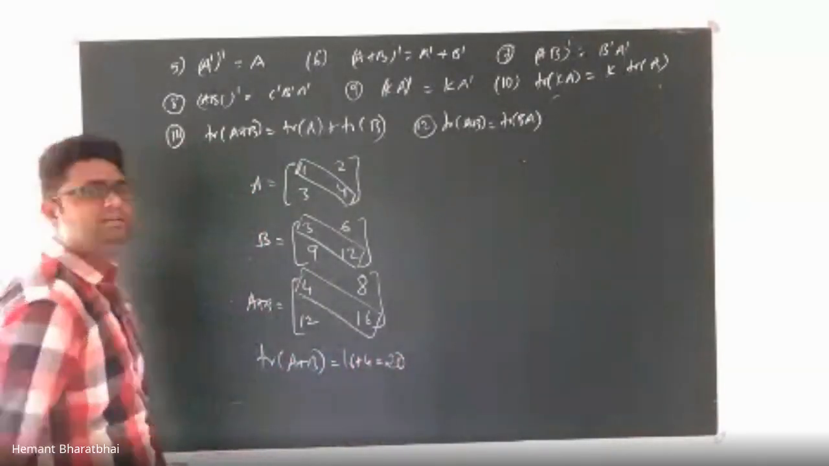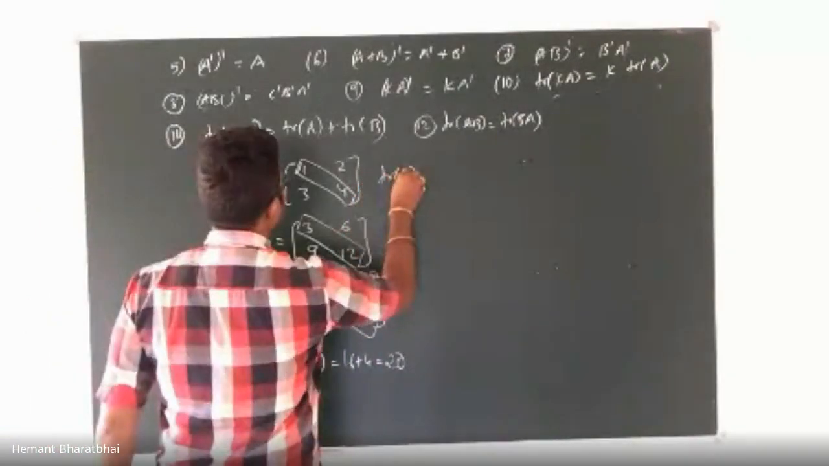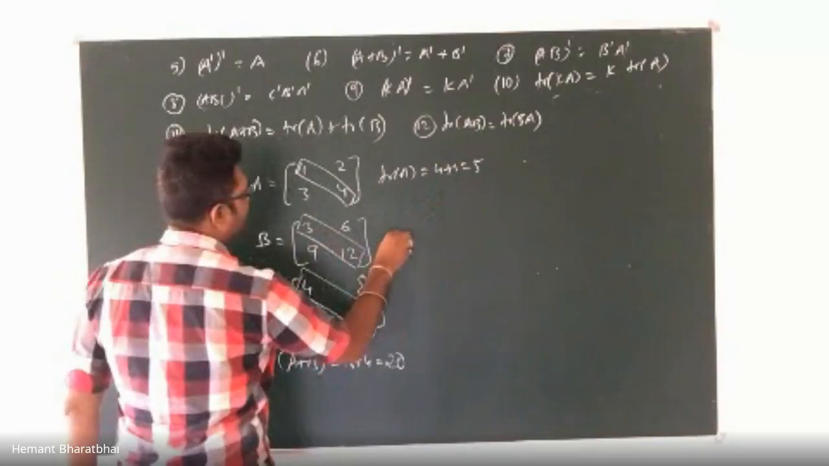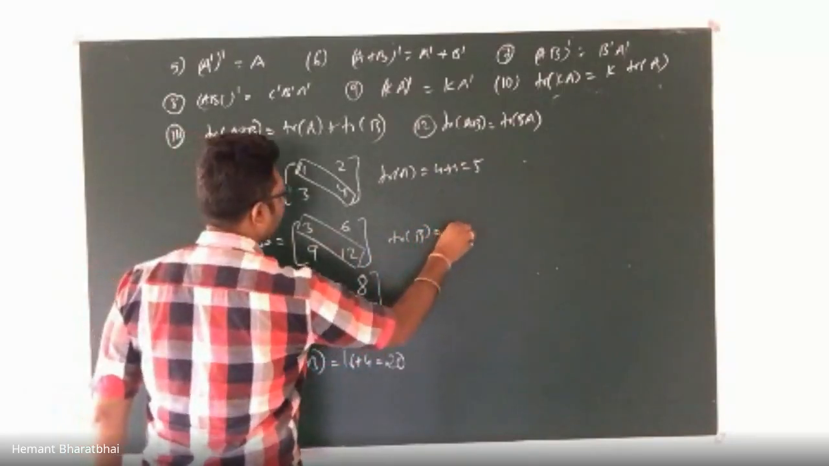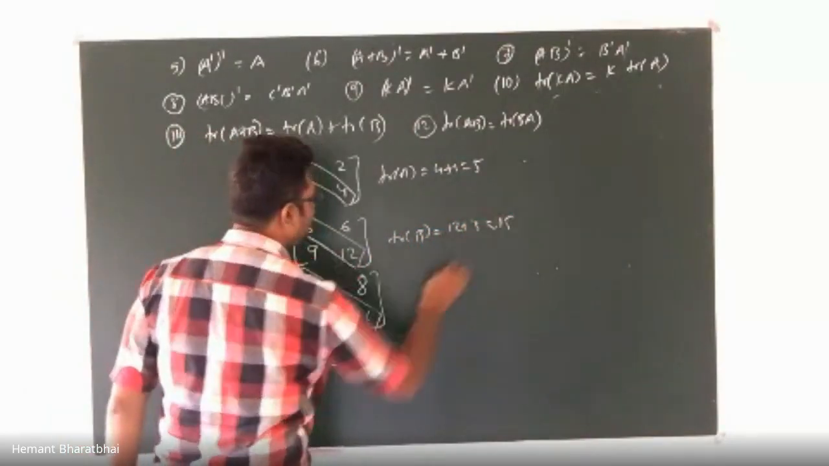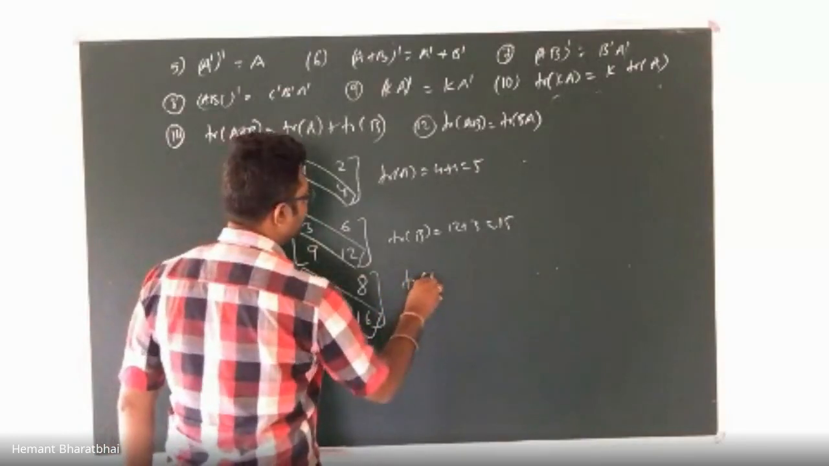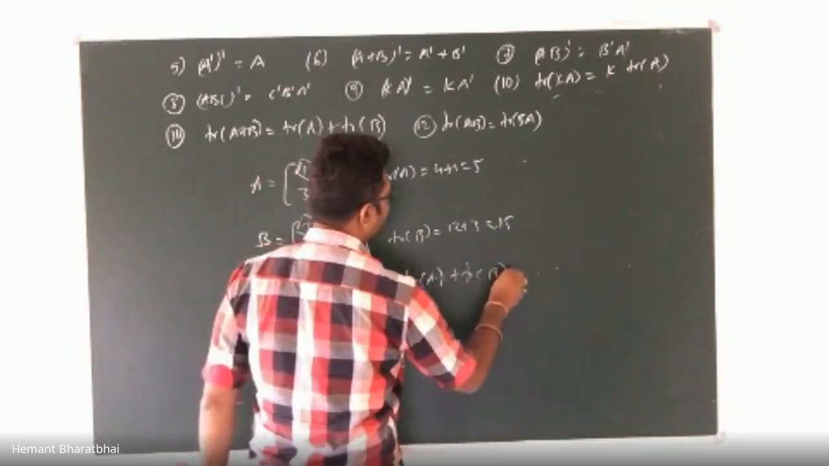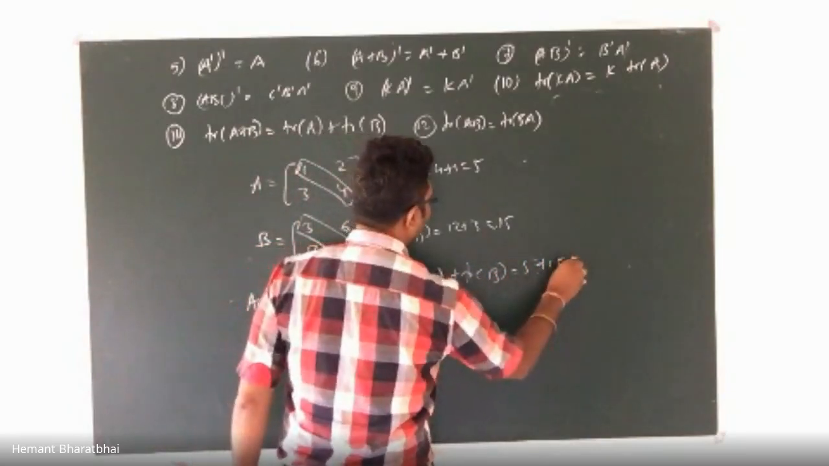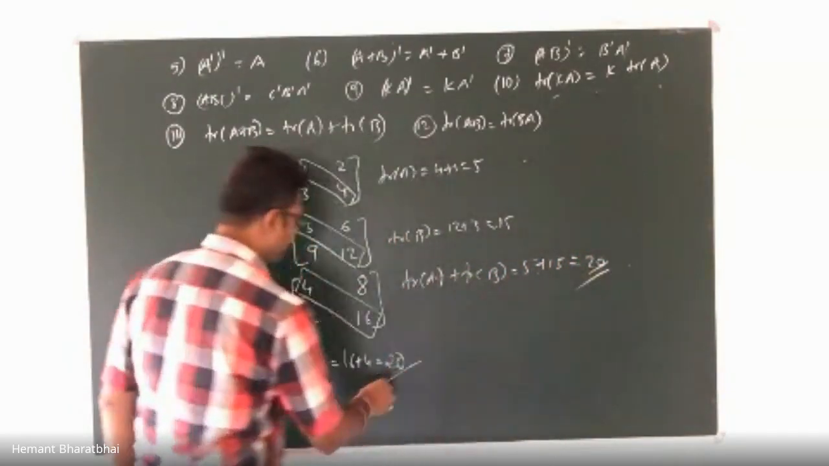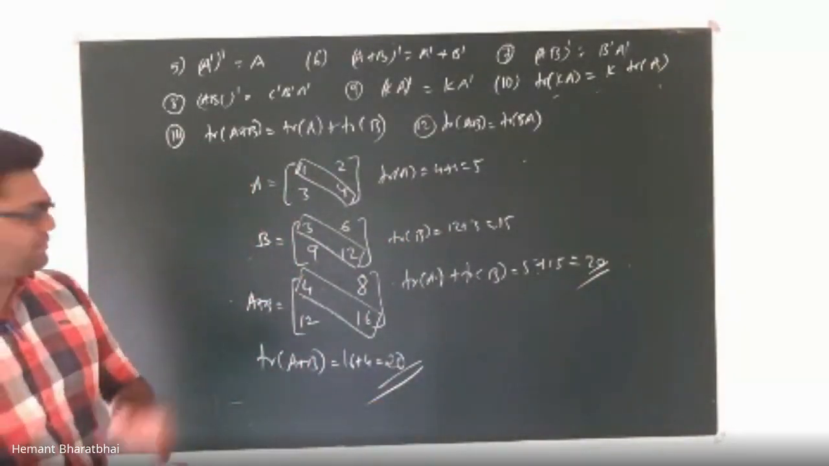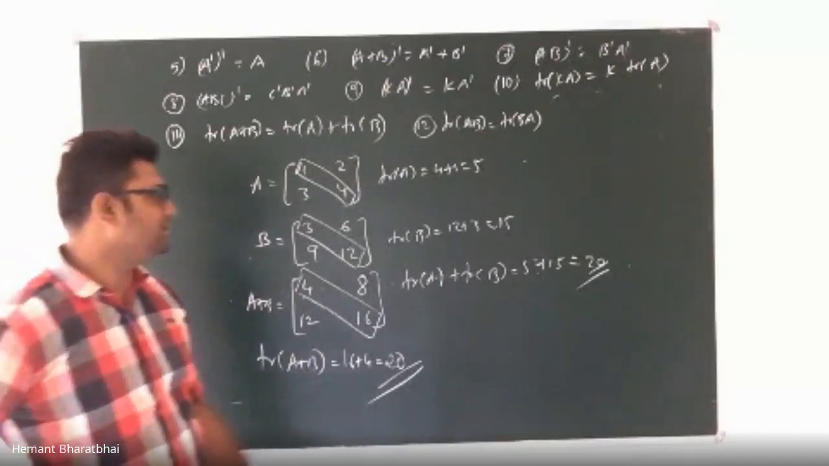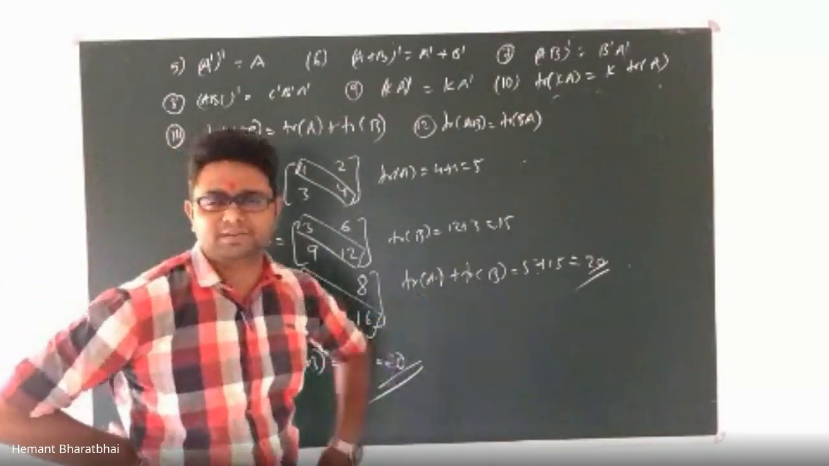Trace of matrix A will be nothing but 4 plus 1, that is 5. Trace of matrix B will be nothing but 12 plus 3, that is 15. So trace of matrix A plus trace of matrix B will be 5 plus 15, which is 20. So again it gets proved. So trace of matrix A plus B will be equal to trace of A plus trace of B.